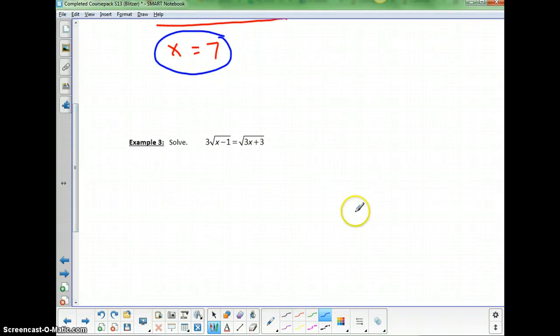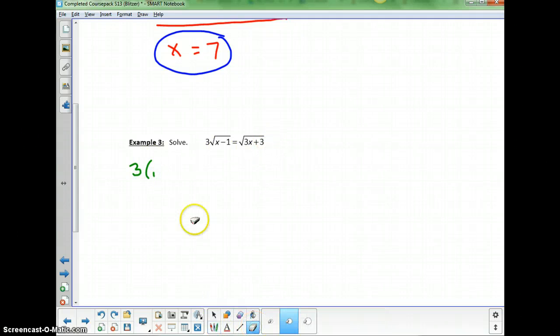Let's look at the next one. There are two radicals here. So we're going to make sure one of them is by itself. It doesn't matter which one. This one's by itself. So we're going to square both sides. Oops, I didn't mean to write a parenthesis. I meant to write my square root.